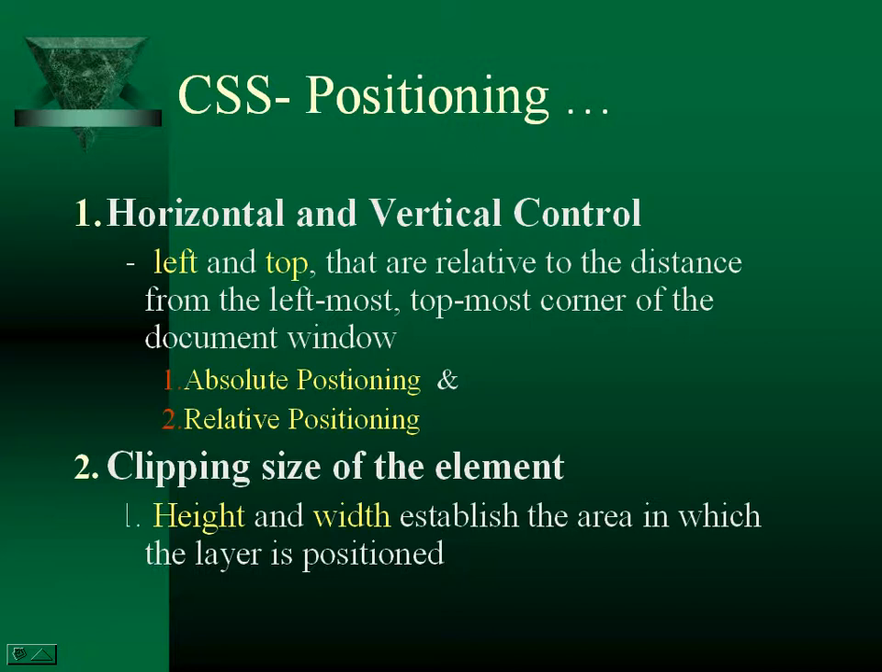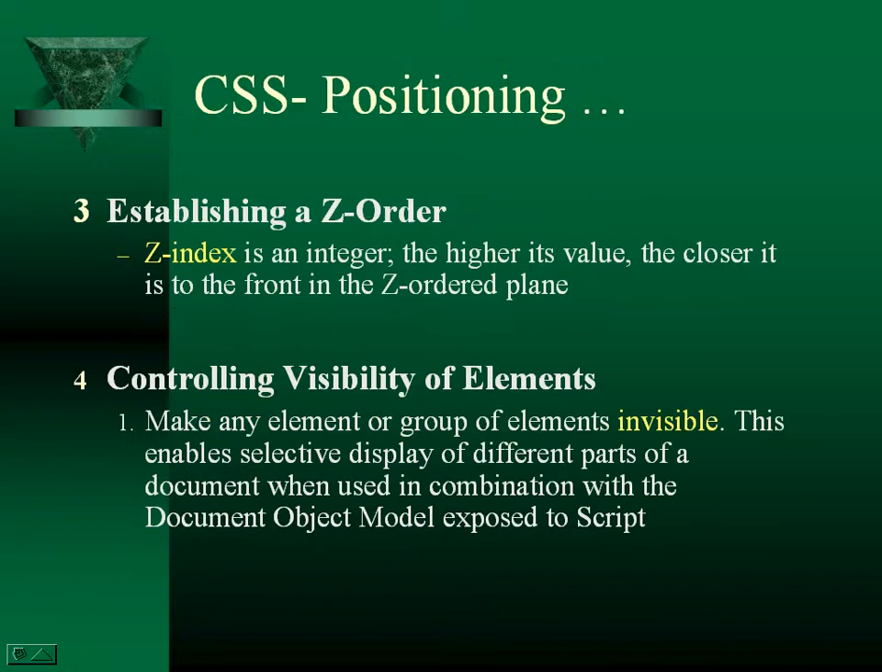The second method of positioning layers is clipping size of the element. Height and width establish the area in which the layer is positioned. The height property and width property we mentioned affect the layer position. Then coming to the third method of positioning layers, establishing a Z order. Z-index is an integer. The higher its value, the closer it is to the front in the Z order plane. Z-index is very useful when more layers are overlapped, then which layer is to be in front is mentioned by the Z-index integer value.